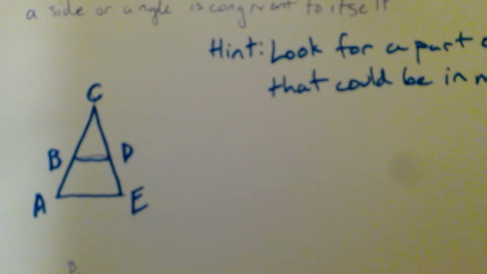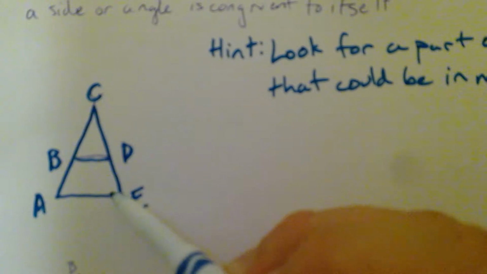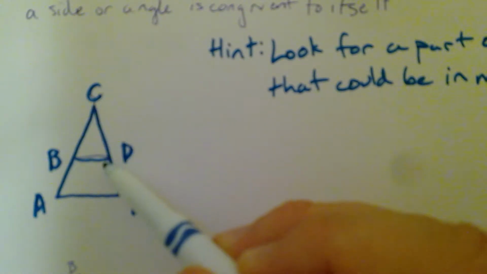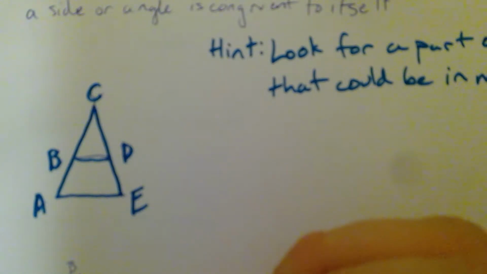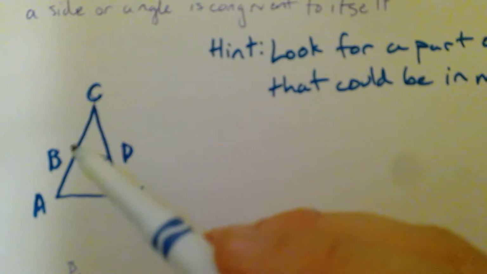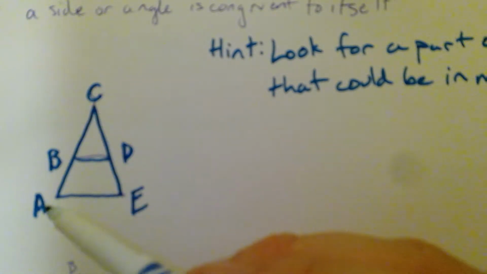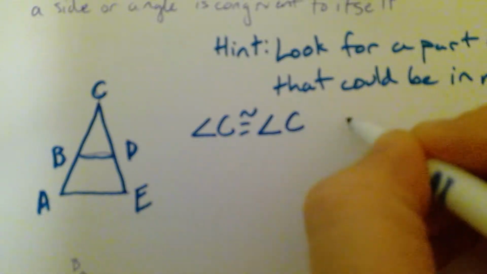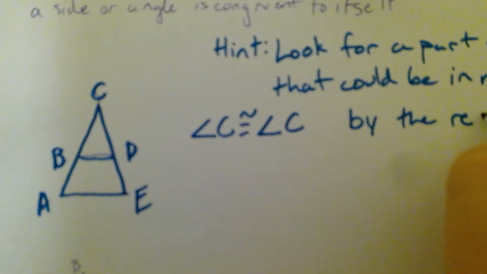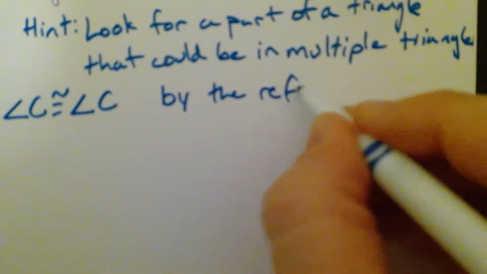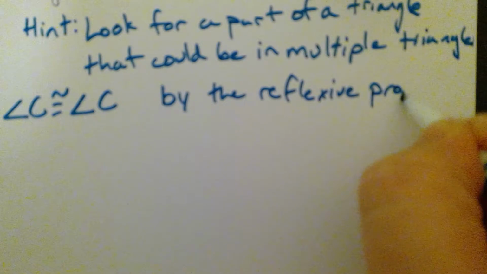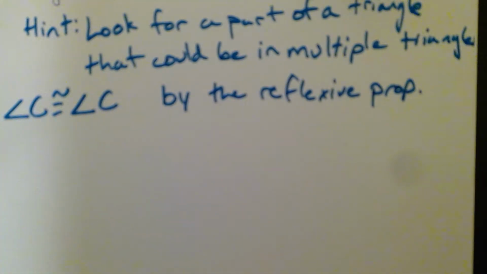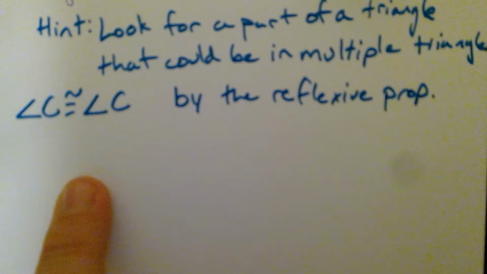So we've got our big triangle here. I see this big triangle ACE, and I see little triangle BCD. Now, if we think about which part is in both triangles, that's going to be angle C. It's in the small triangle. It's in the big triangle. So that means that we have to state that angle C is congruent to angle C by the reflexive property. Now it might seem obvious, and it is obvious that those two angles are congruent because it's the same angle, but we still have to state that.